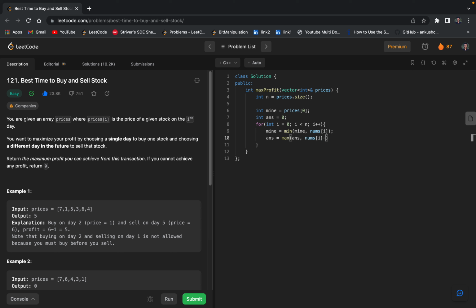Nums of I minus minimum value. At last I will simply return the answer. What is the time complexity? It's simple. O of n, one for loop only. Space complexity is what? O of 1.